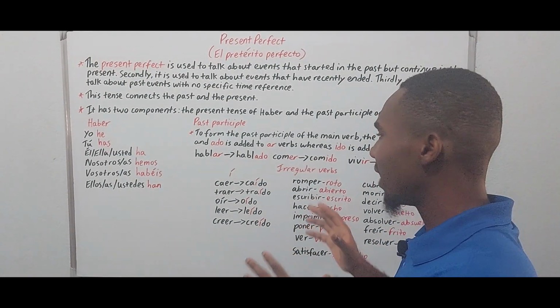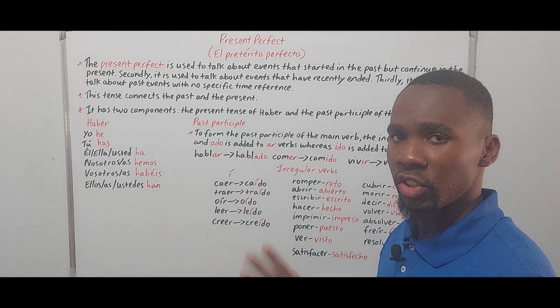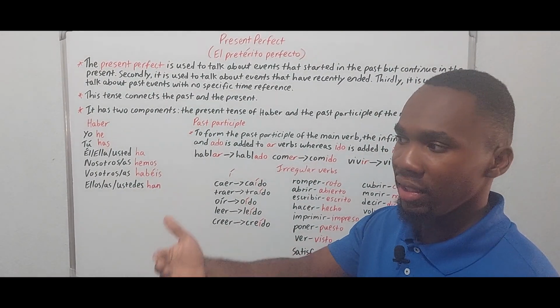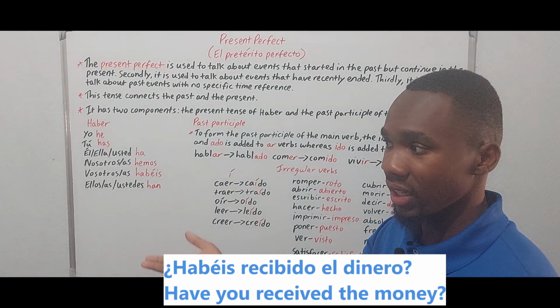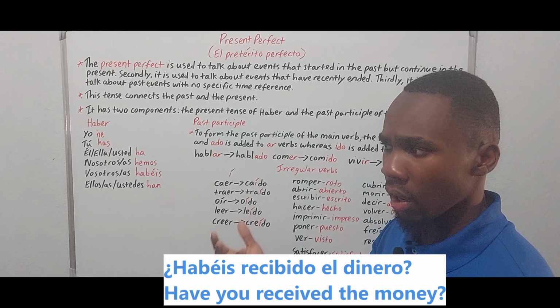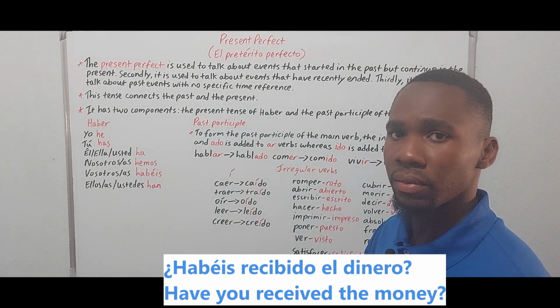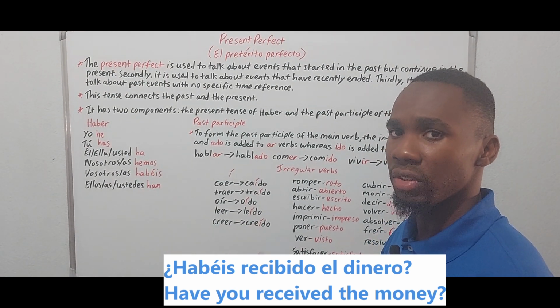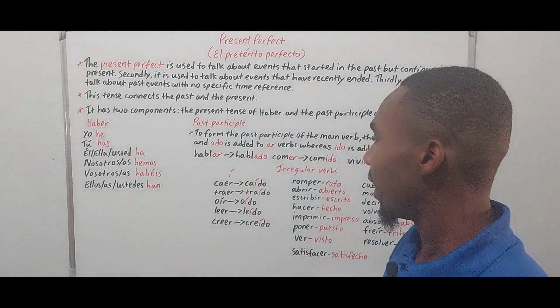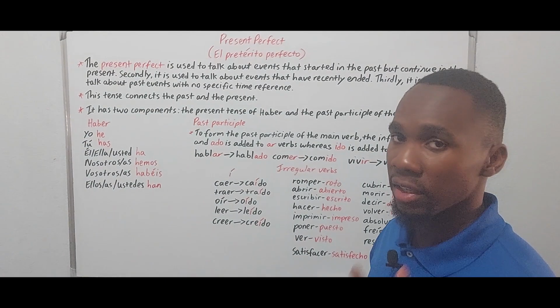If you want to turn that into a question, we would change the order so the verb would come first. So, habéis recibido el dinero, and then we change our intonation. ¿Habéis recibido el dinero? Have you received the money? Right? So, yes, those are just examples of regular verbs.